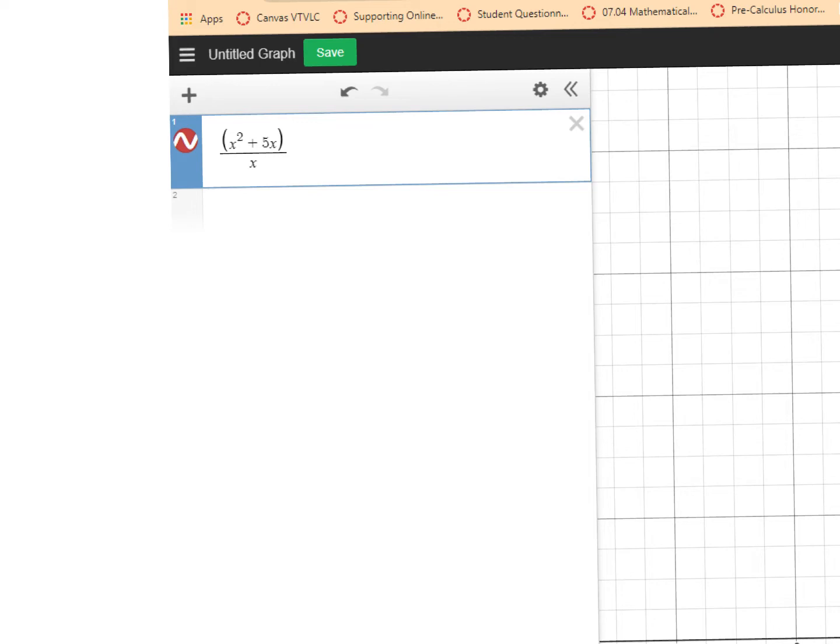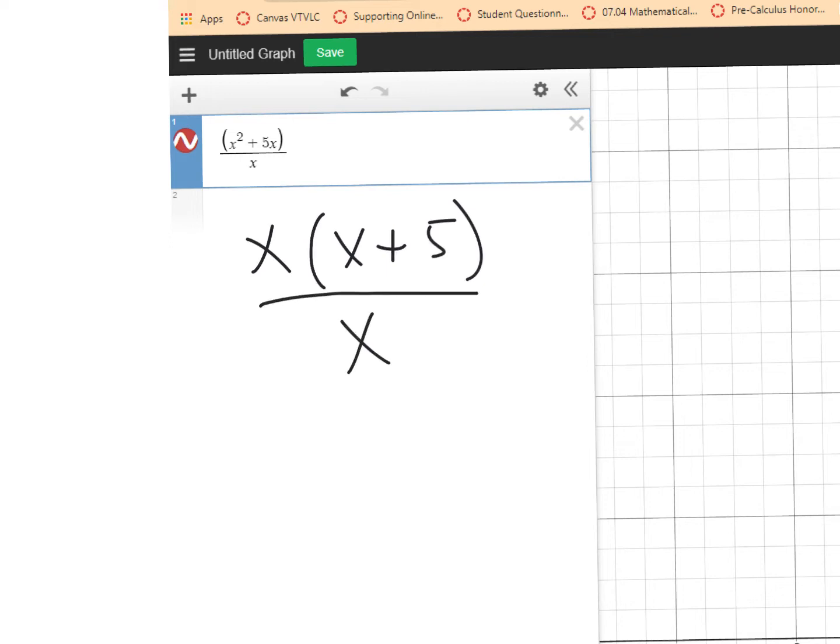And so what we're going to do is factor everything. So I'm going to ignore, momentarily, the x in the denominator, and just zoom in and look at x squared plus 5x. And I see a greatest common factor of x. So I can divide both of those by x, or undistribute it, right? And then that's over x.